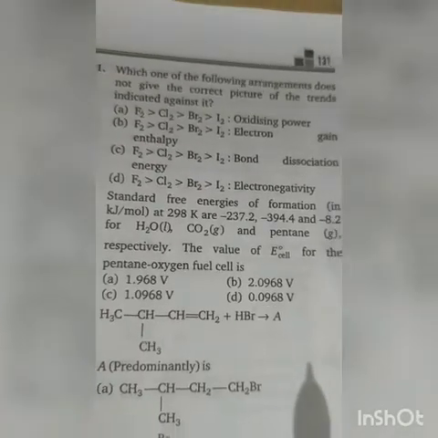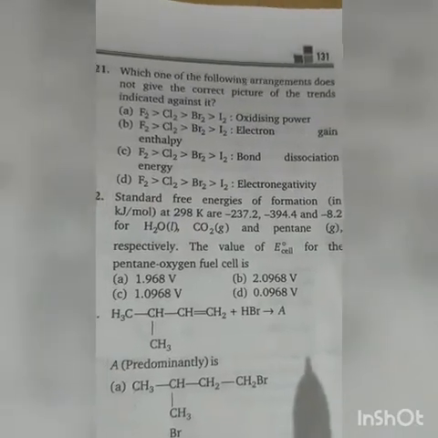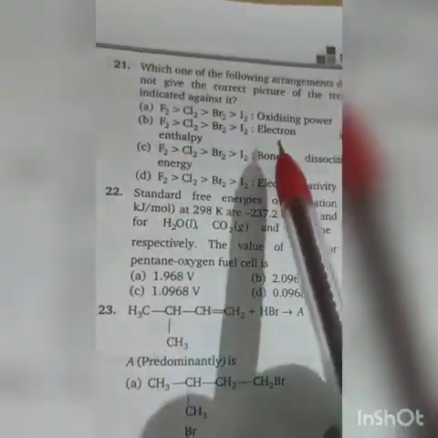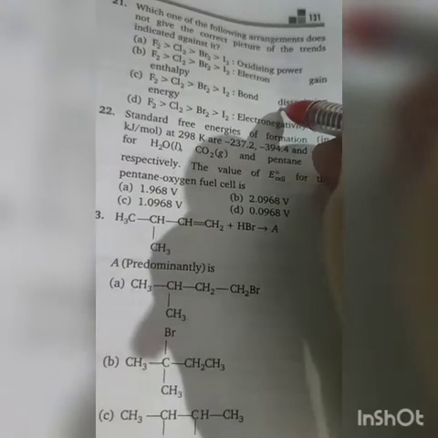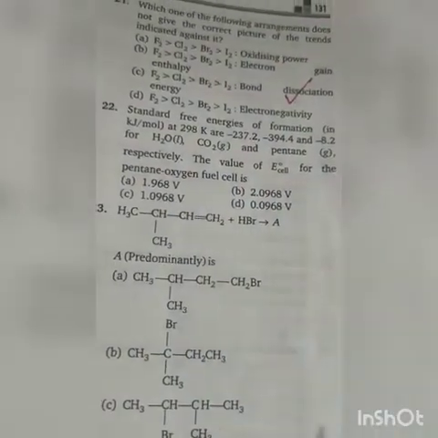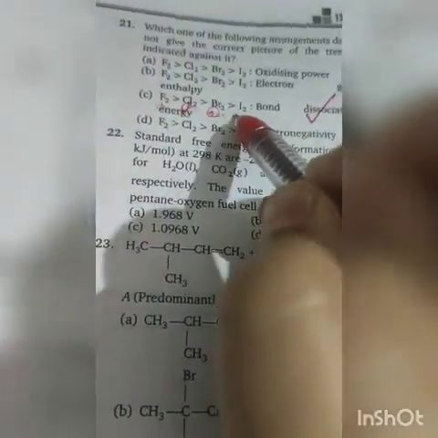So in question number 21, which of the following arrangements does not give the correct picture of the trends indicated against it. So here are the halogens. Here are the oxidizing power sequence, electron gain enthalpy sequence, bond dissociation energy sequence, and electronegativity sequence. So here C is not the correct order, as the correct order of bond dissociation energy in halogens is first Cl, second Br, then F, then I.